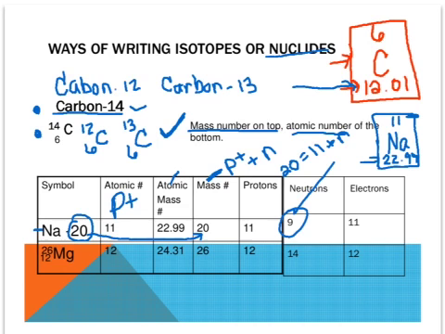It's got 12 electrons because it's an electrically neutral atom. So to find the number of neutrons, we know that protons plus neutrons equal mass number. So 12 plus 14 equals 26.